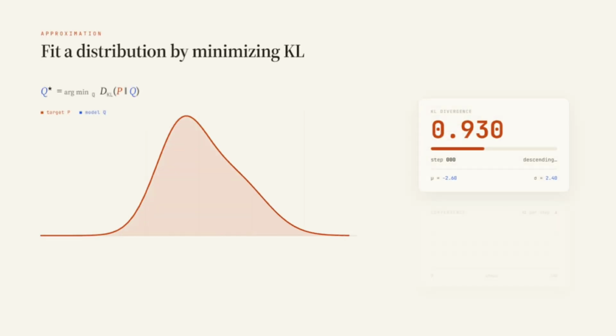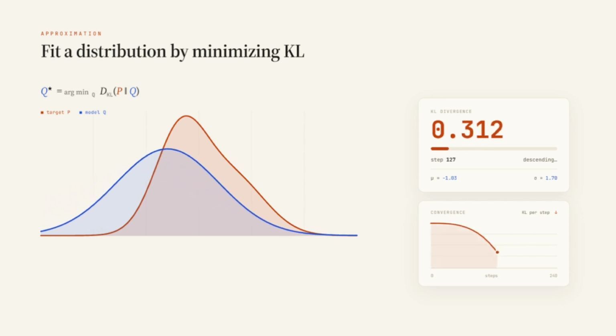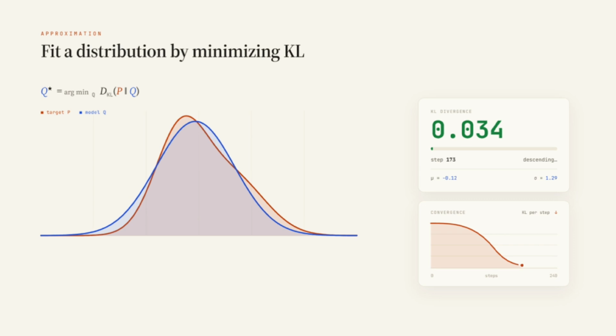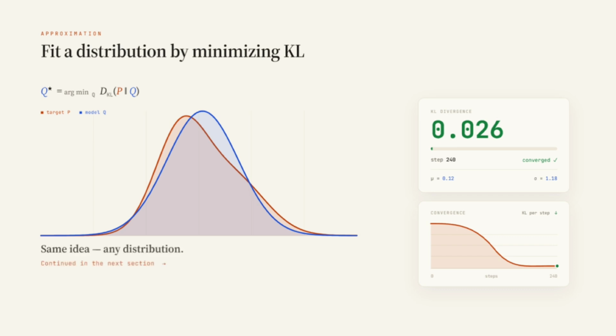Finally, let's put it to work. We want the best Q, the one that minimizes the KL divergence to our target P. Watch as we adjust Q's mean and spread step by step, and the divergence falls until Q settles right onto P. The same idea works for any distribution. In the next section, we'll do exactly this in Python.